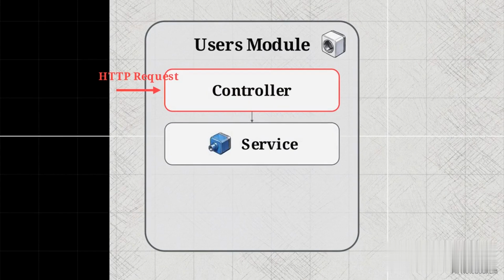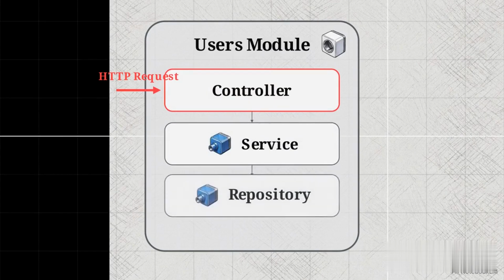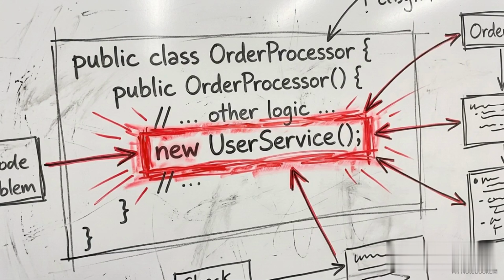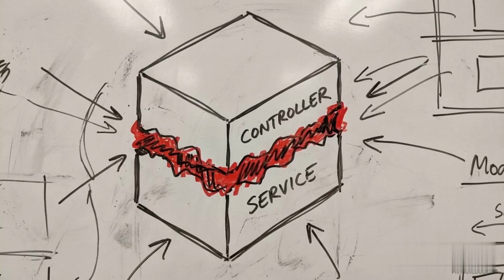Controllers immediately hand the actual work off to providers. These are the services and repositories that execute complex business logic and interact with the database. If a controller needs a service to do its job, a developer might be tempted to instantiate it directly by calling new UserService. That creates a hard dependency. The controller and the service are now permanently fused together.